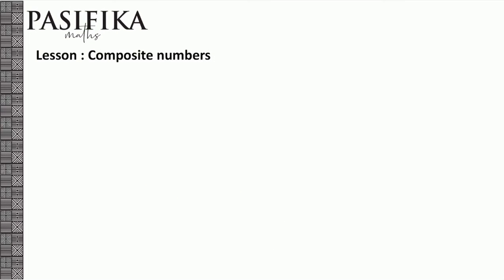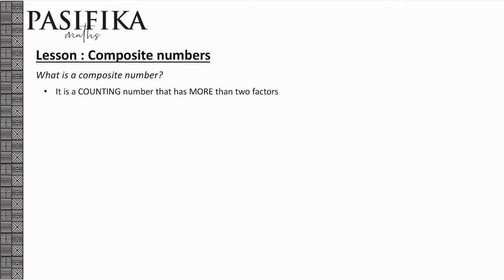In today's lesson, we are going to look at composite numbers. What is a composite number? Well, it is a counting number that has more than two factors. Let's look at an example.